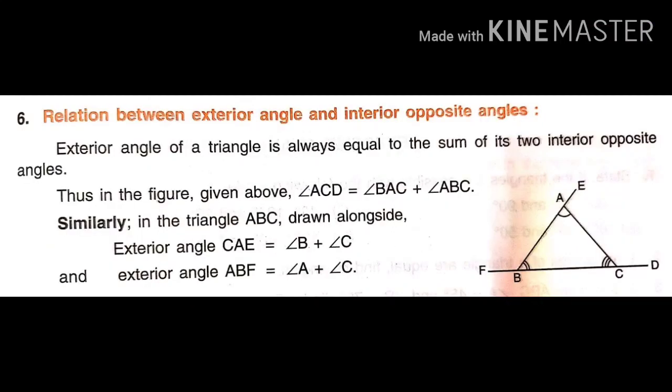Check property number 2. What is the relation between exterior and interior angles? Always remember, one exterior angle is equal to the sum of its two interior opposite angles. It is better you check the third column. Exterior angle CAE. Exterior means which is made outside of the triangle. That one angle is equal to two angles. Which two angles? Which are opposite to it. More detail I will tell you with the help of exercise questions. So let us start the exercise.